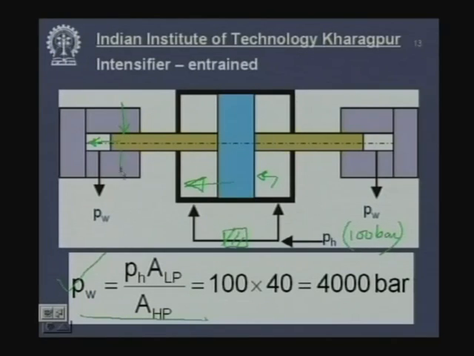Because this area AHP is much less than this area, which is ALP. Typically in a commercial system, this area ratio is around 40. So if this pressure is 100 bar, the water which comes out of this would be 4000 bar. That is the basic technology by which we generate such a high pressure. There are different variants of this technology. This is called a single acting intensifier. We have a double acting intensifier as well.